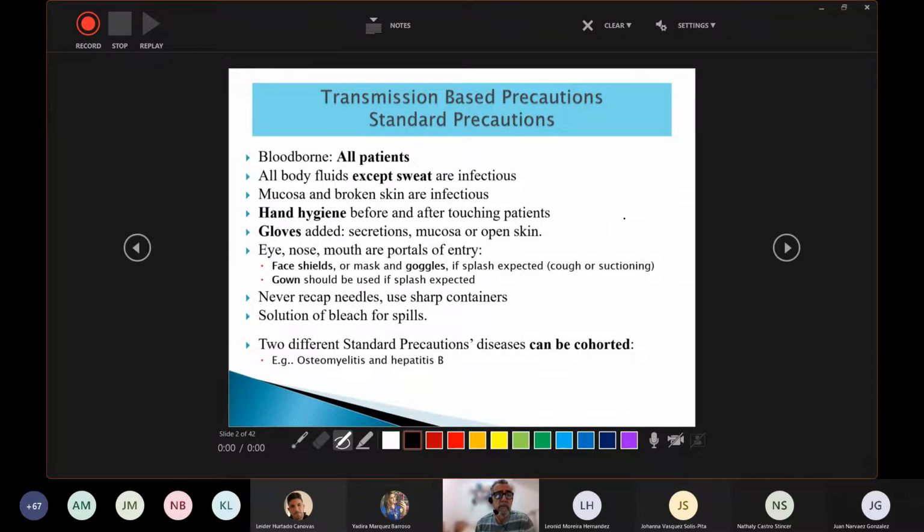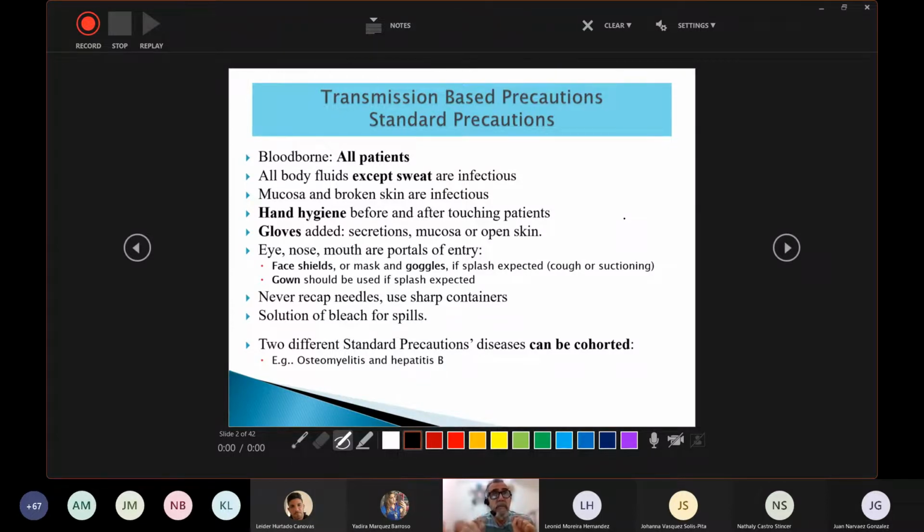So this is the basics of standard precaution, and it applies to everybody. The most common mistake in standard precaution is people wearing gloves because they are going to take the blood pressure of a patient with HIV or hepatitis B. You don't need to wear gloves to touch the intact skin of a client with hepatitis B or HIV, because those diseases are only standard precaution.